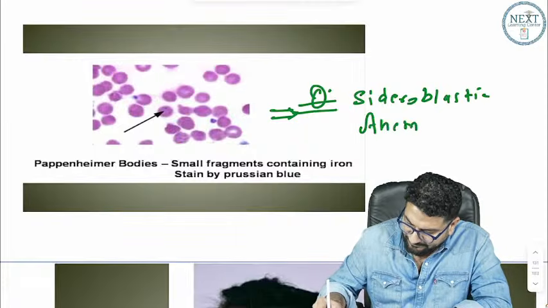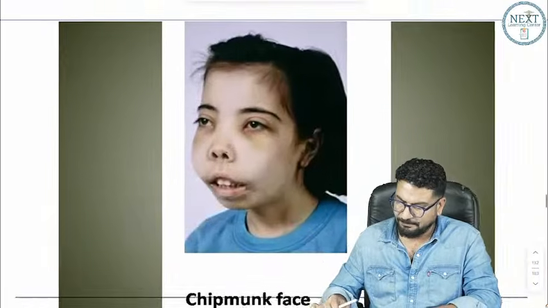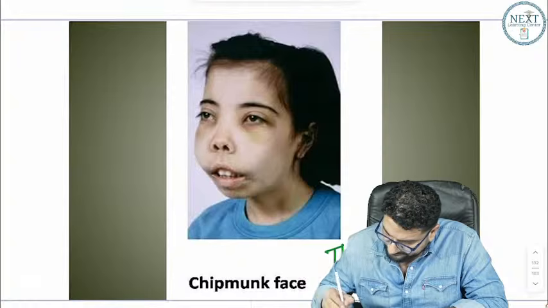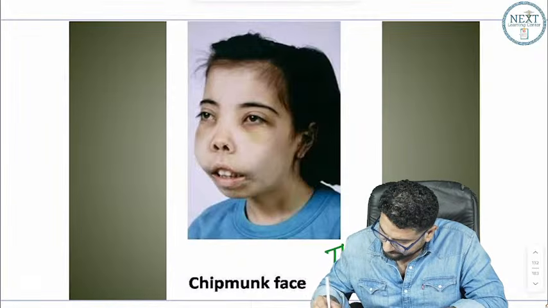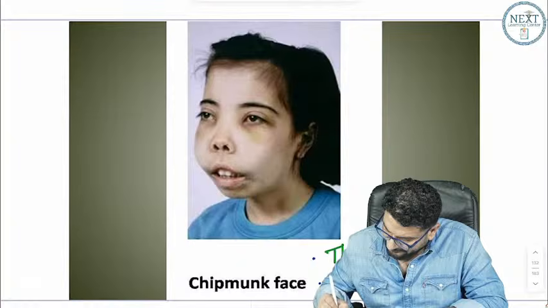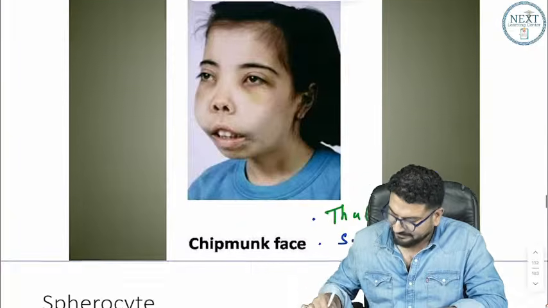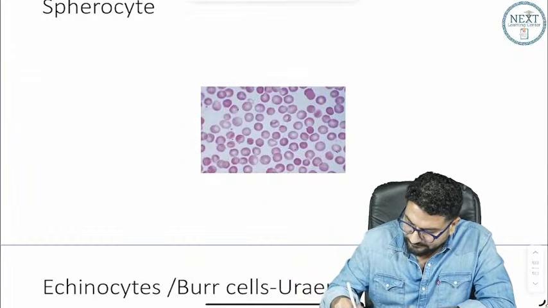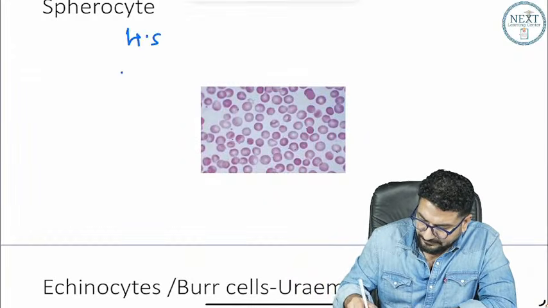Sideroblastic anemia, you can find Pappenheimer bodies. And this is your chipmunk face. Where we see chipmunk face, you can see it in thalassemia patients. Sometimes you can also see it in sickle cell anemia, but mainly in thalassemia patients. Again, you can see spherocytes. Where do we see spherocytes? Hereditary spherocytosis and AIHA.